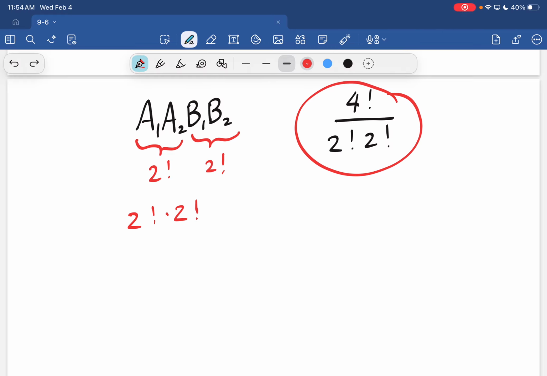Wait, there's 3 I's, 2 T's. Did I get this correct? So for this, there's two T's and 3 I's. So would I do the 3 factorial, 2 factorial? Okay, so when there's 2 different ones that repeat, then I divide by both factorials. Thank you. Is this correct? Yes. And then for this one, would I leave it as 2 or 2 factorial? Both are fine.